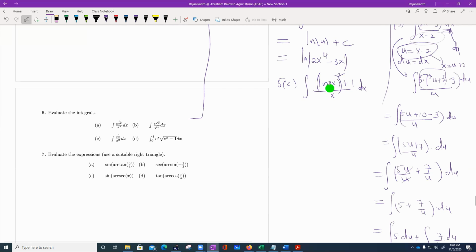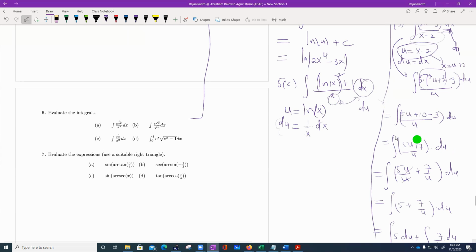If you look at the given problem, I see ln x here. This is maybe the troublemaker. So I'm keeping u as ln x. If this is the case, then what is du? The derivative of ln x is 1 over x. Now you see I have x here, dx here. So dx over x is simply du.